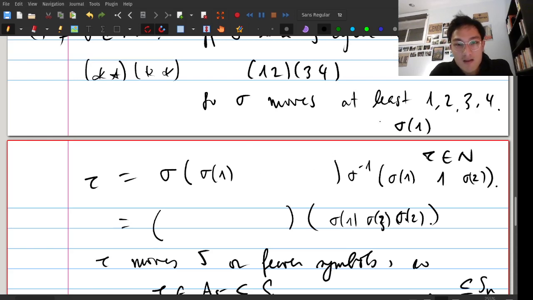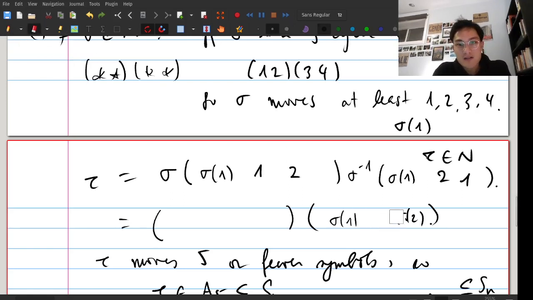So I think sigma inverse brings sigma 1 to 1. And then we want 1 to go to something that is moved by sigma and not to sigma 1. Okay, so let's go here. So 1, let's put 2 here. Amazing. So I think that's it. So sigma 1 and then 2 1. And now we change this.